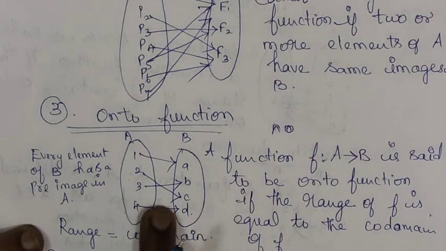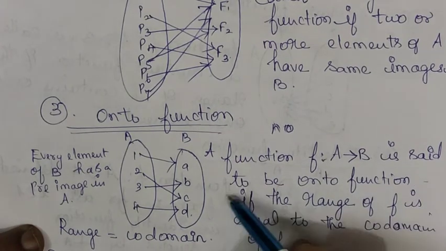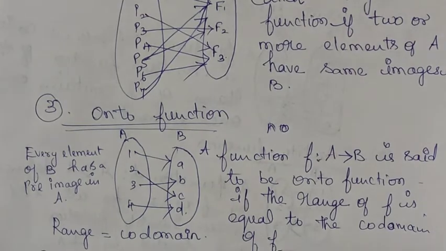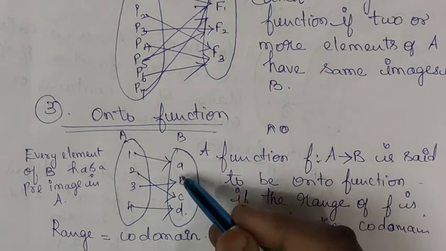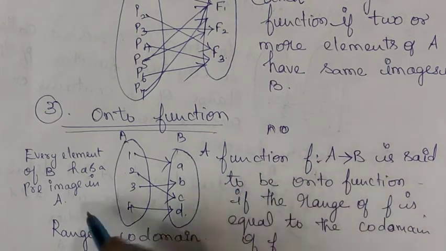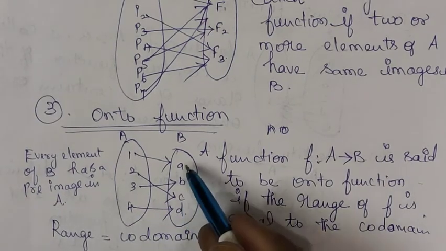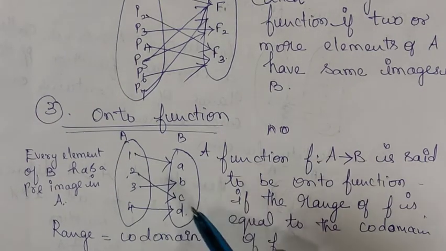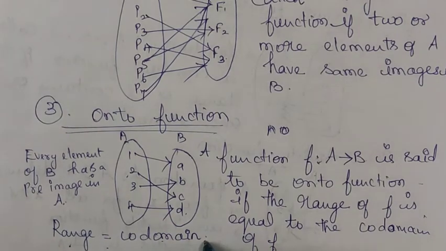This is the definition: a function f from A to B is said to be an onto function if the range of f is equal to the codomain of f. Obviously, if every image here has a pre-image, then this is the codomain and this is also the range. So every element of B has a pre-image in A. In short, range equals codomain.